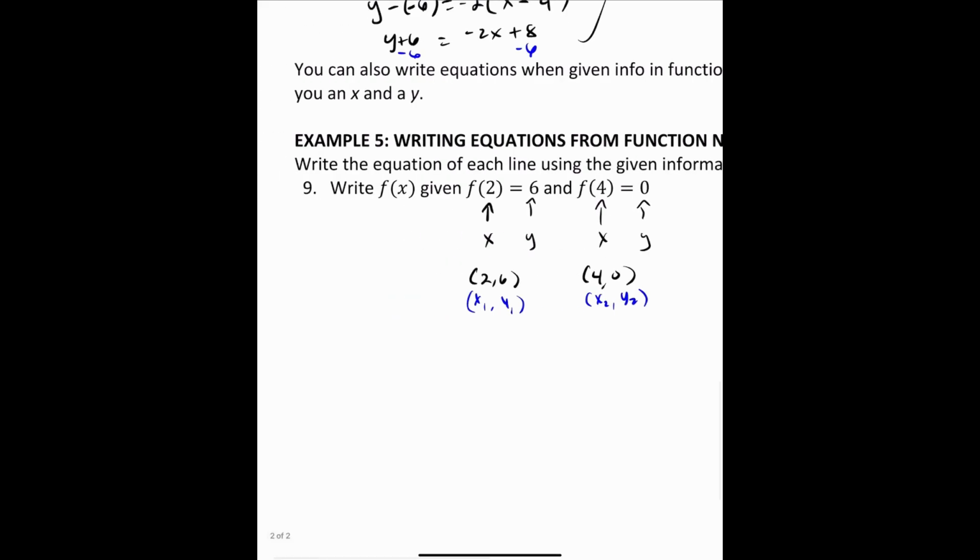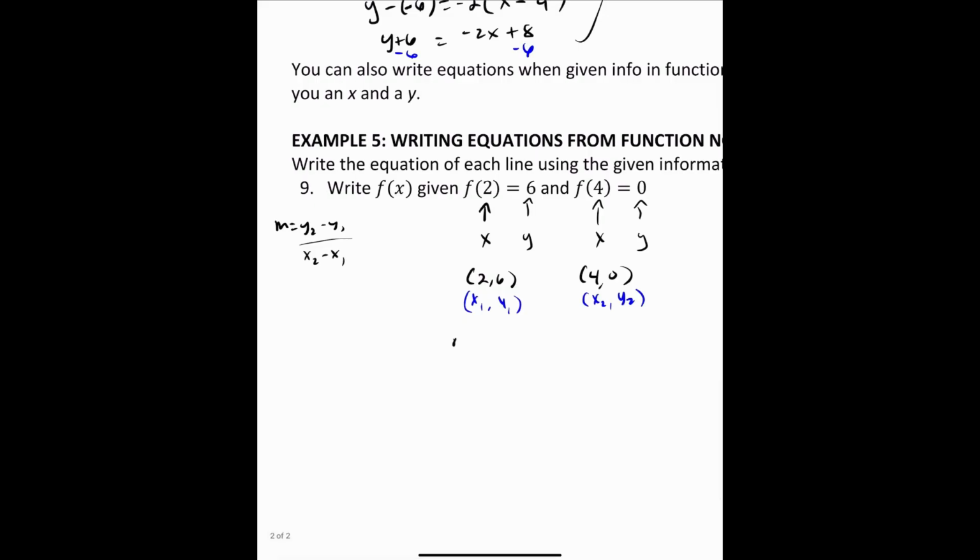So remember, the slope formula is m equals y2 minus y1 over x2 minus x1. So we know that m is equal to 0 minus 6 over 4 minus 2. So 0 minus 6 is negative 6, and 4 minus 2 is just 2. So the slope in this case is negative 3. So m equals negative 3. And now I'm going to pick my point. You can use either or. You can use this one or this one. I'm going to pick this one.